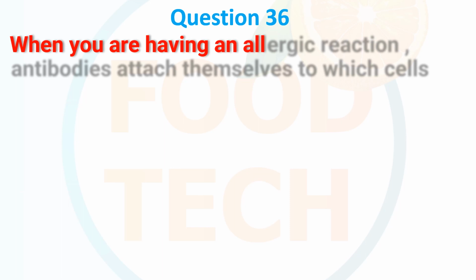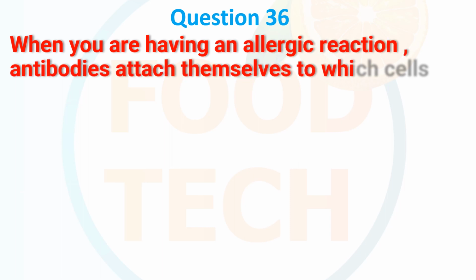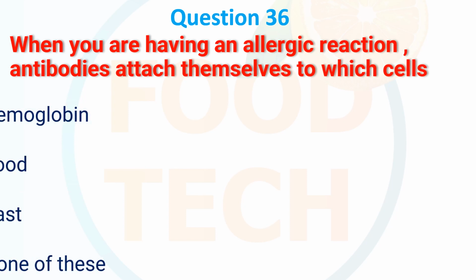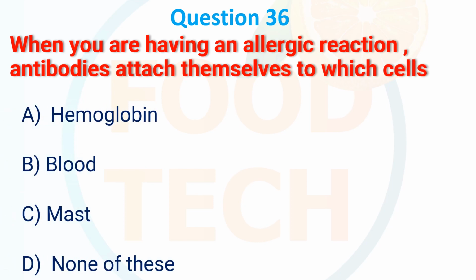When you are having an allergic reaction, antibodies attack themselves to which cell? A. Hemoglobin. B. Blood. C. Mast. D. None of these. The answer is C. Mast.